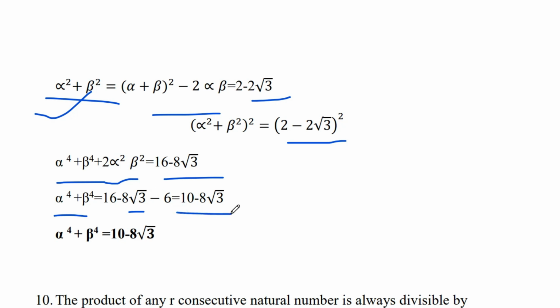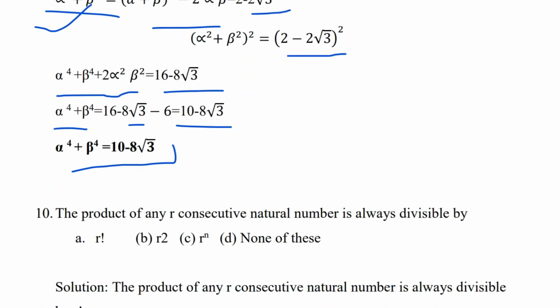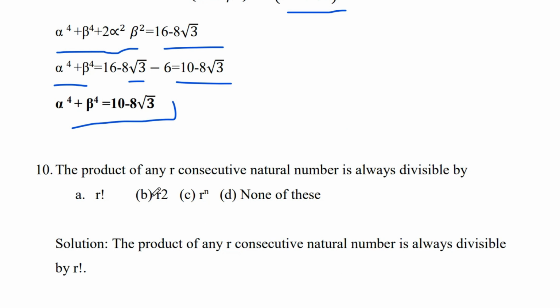Next question is, this is the easiest question of all. A product of r consecutive natural numbers is always divisible by? The answer is r factorial. As you know, the product of r consecutive natural numbers is always divisible by r factorial.